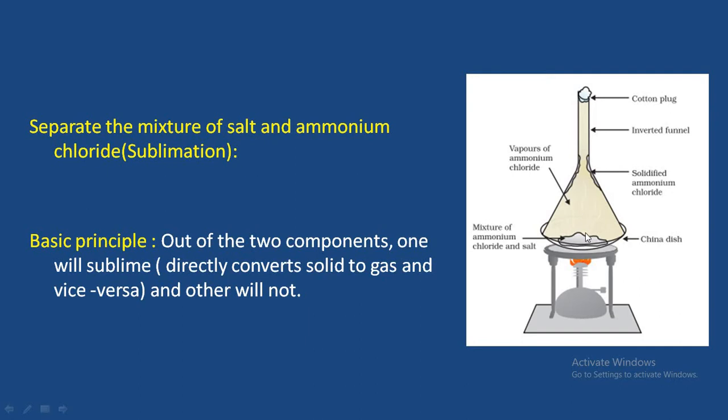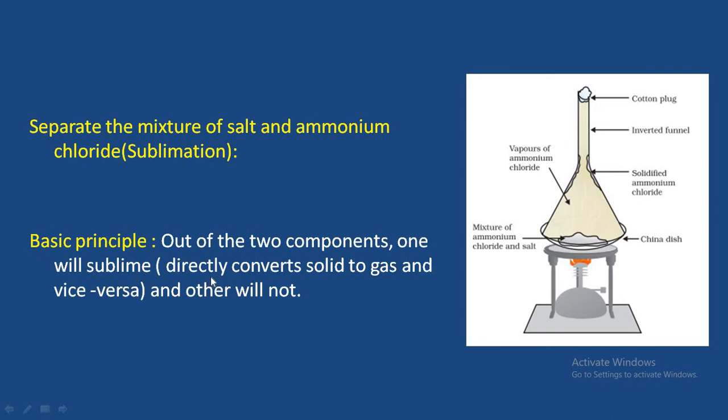In this way we can separate the two substances, and this method is used. Sublimation is used only for those mixtures in which one substance can sublime easily and has a comparatively low boiling point. Basic principle: out of the two components, one will easily sublime.